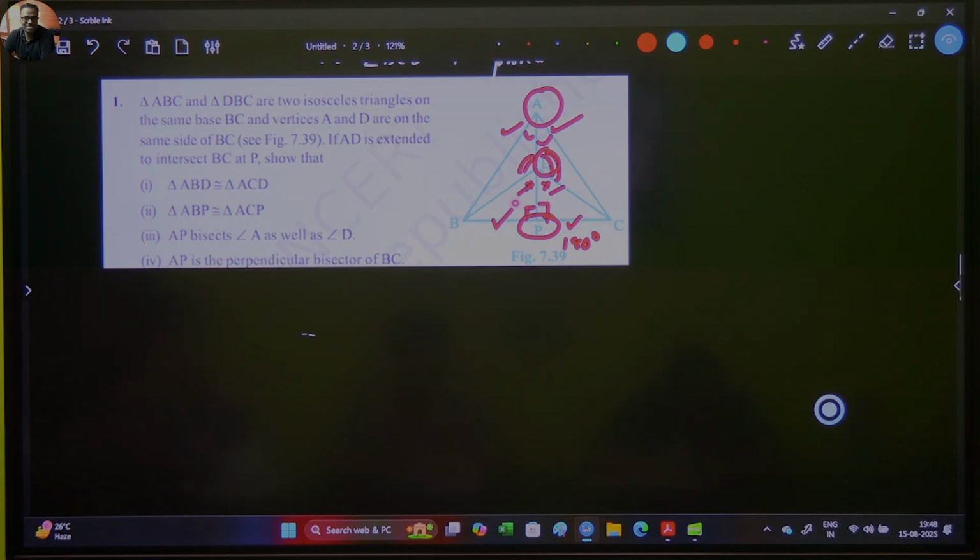If this is x, this is x. X plus x is equal to 180. 2x equal to 180. So x is equal to 180 by 2, which is 90. Therefore, x is equal to 90. It proves that this is the perpendicular bisector.